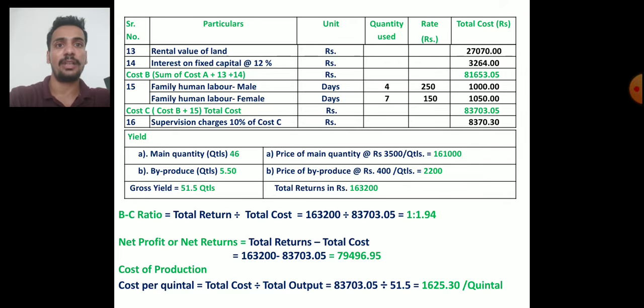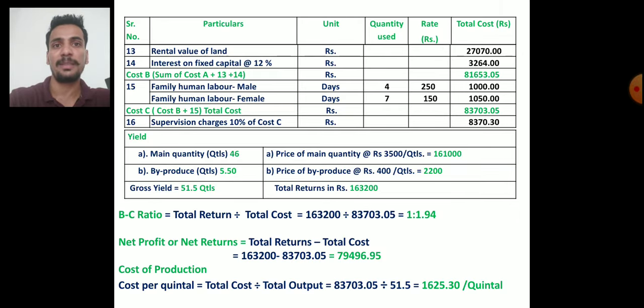27,070. Now we have to take the interest on fixed capital. So here the fixed capital is land. Here we have taken the rental value of land. Then we have to calculate the interest on fixed capital, means 12% of rental value of land will be your interest on fixed capital. If you calculate the 12% of 27,070, it will be your 3,264. So this is about the cost B.